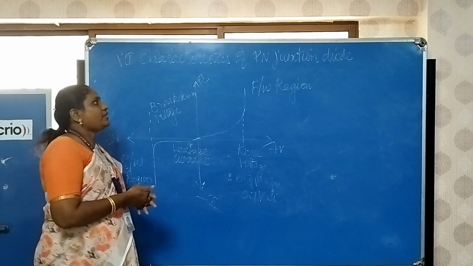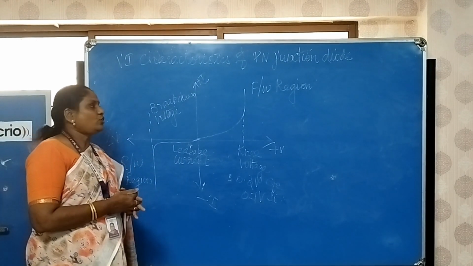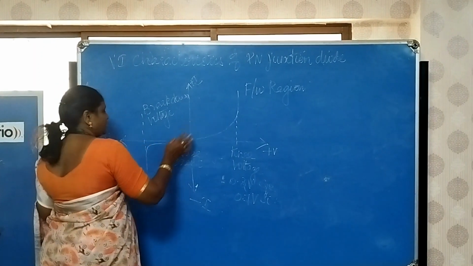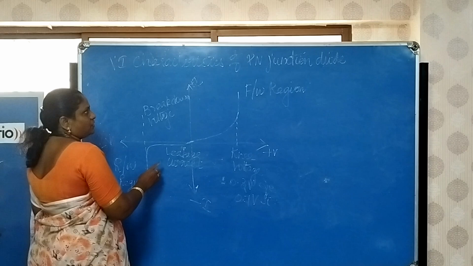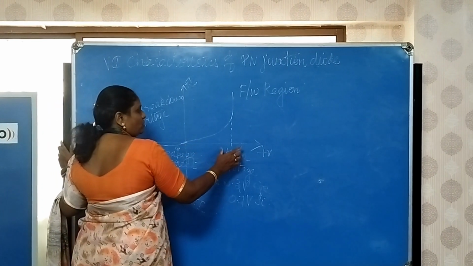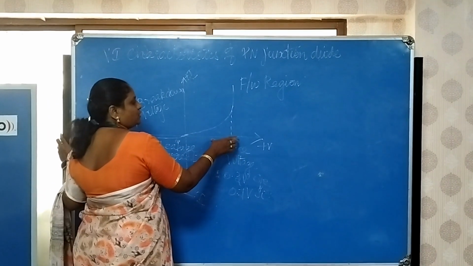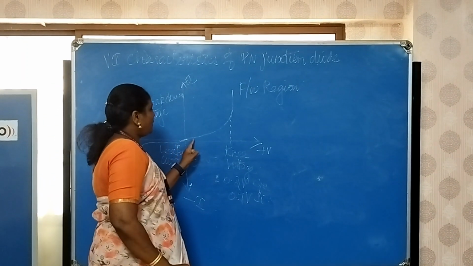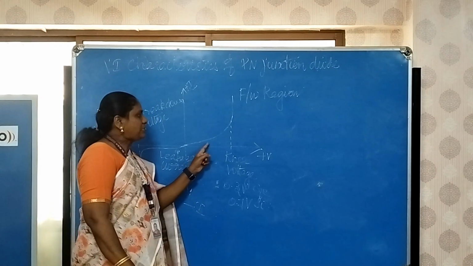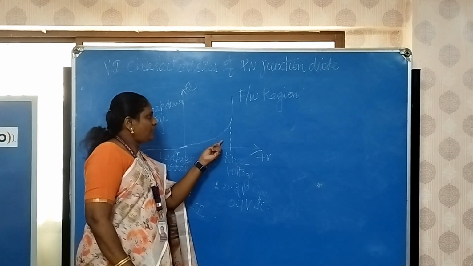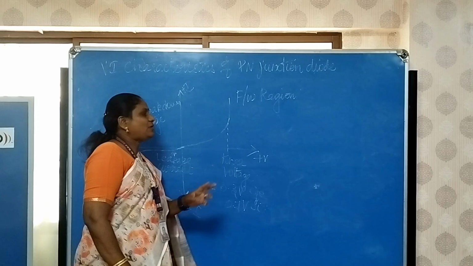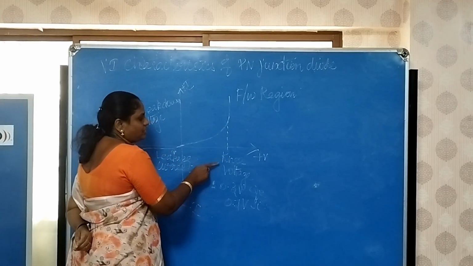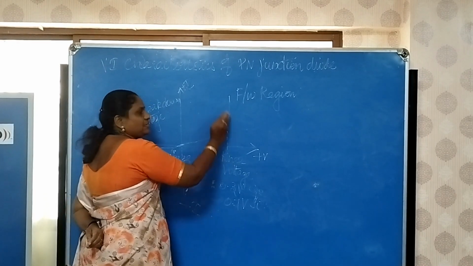Next one is the VI characteristics of a PN junction diode. It's nothing but the graph drawn between the forward region as well as the reverse region. What is the relationship between the voltage and the current? In the forward region, you can see that the current initially increases slowly, and suddenly the current increases sharply. This region is called the knee voltage, where the current increases suddenly.